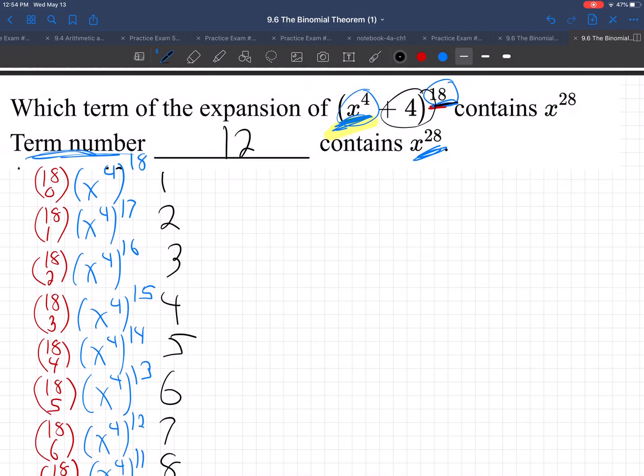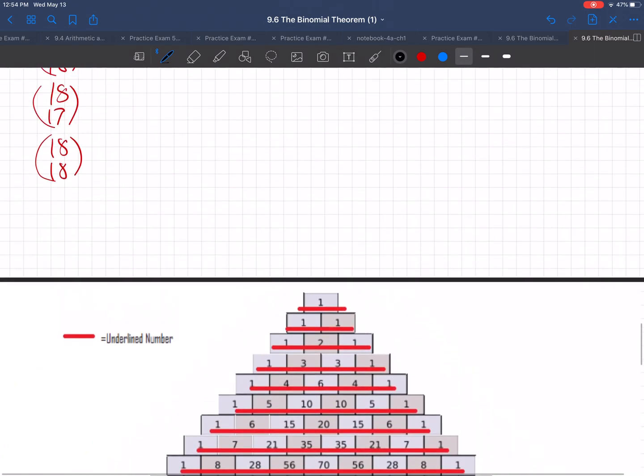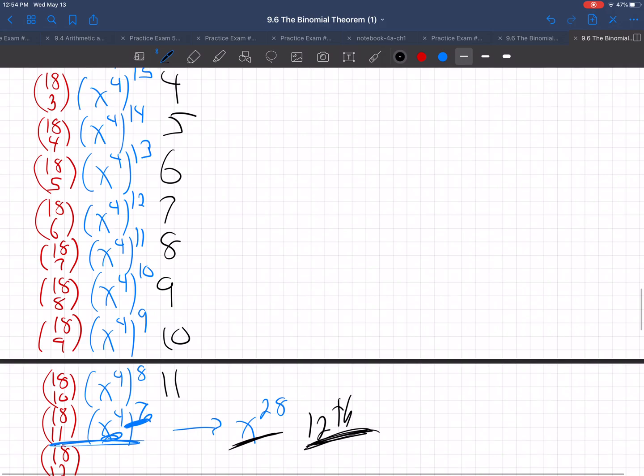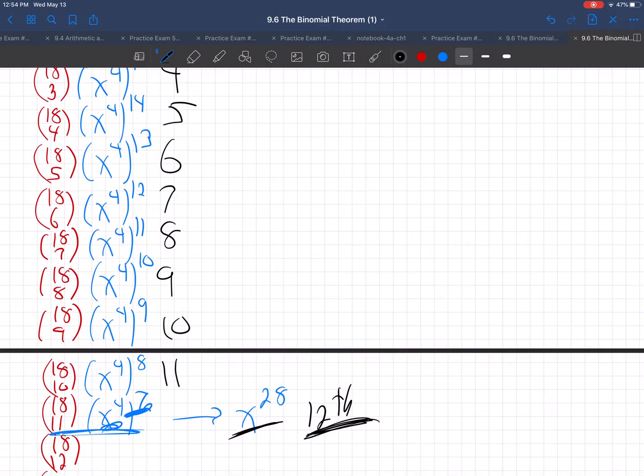So that's all we needed to do. We didn't need Pascal's giant triangle. I didn't even need to figure out the coefficients. I just had to follow the pattern. The 12th term is x to the 28th.